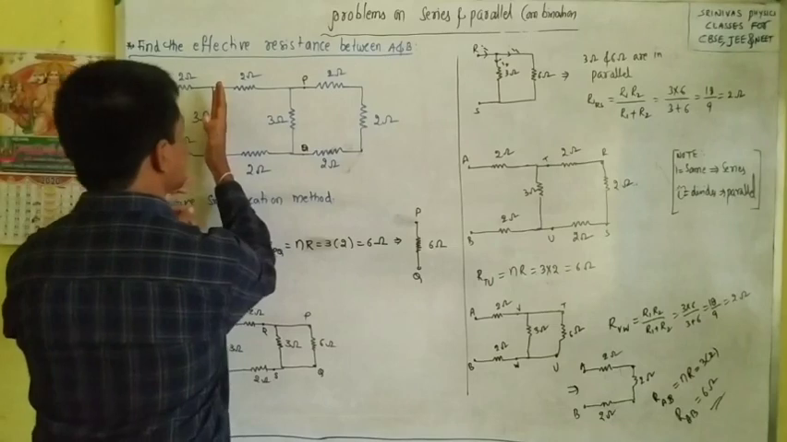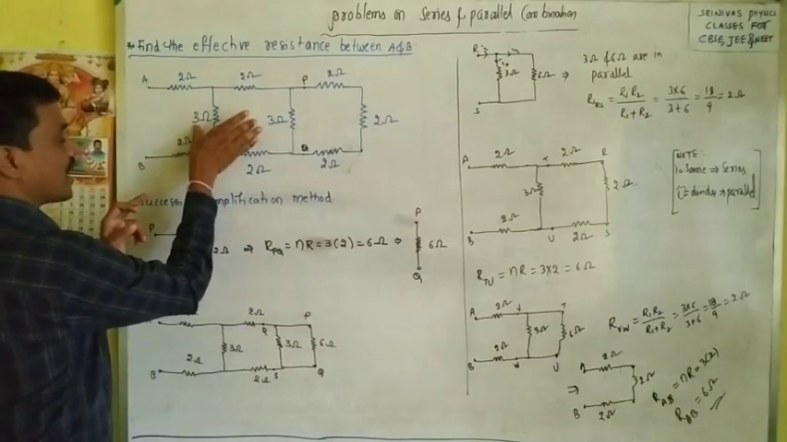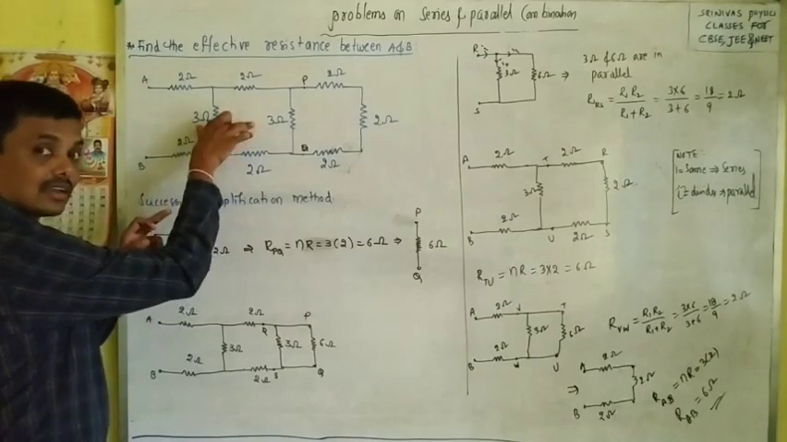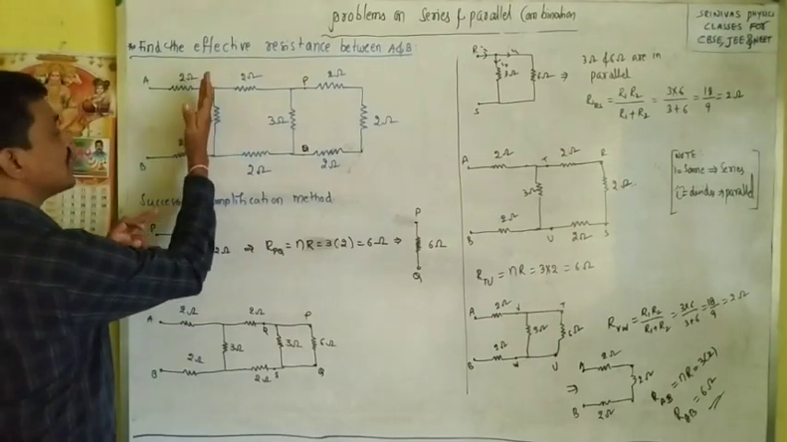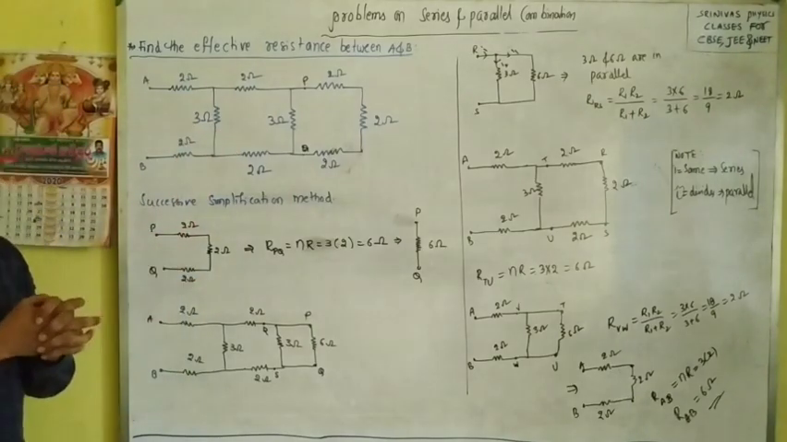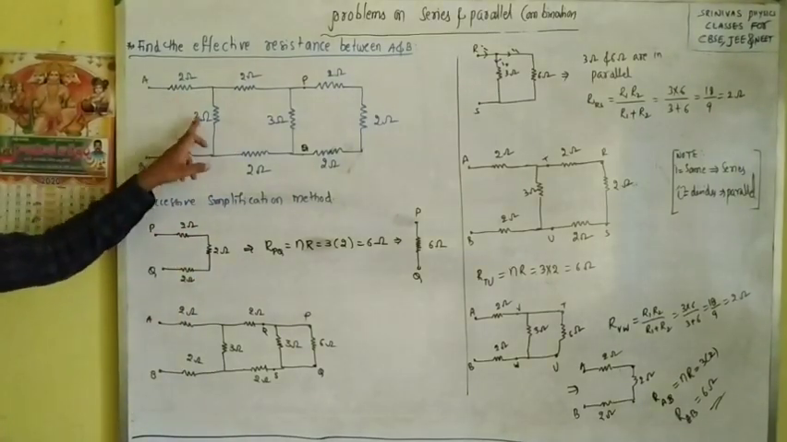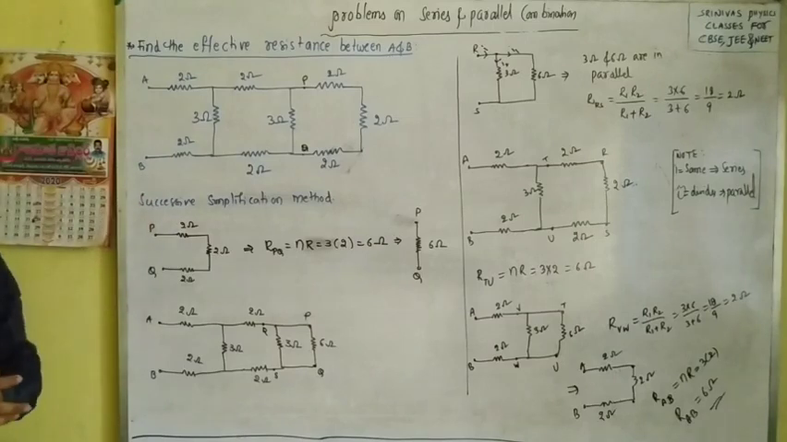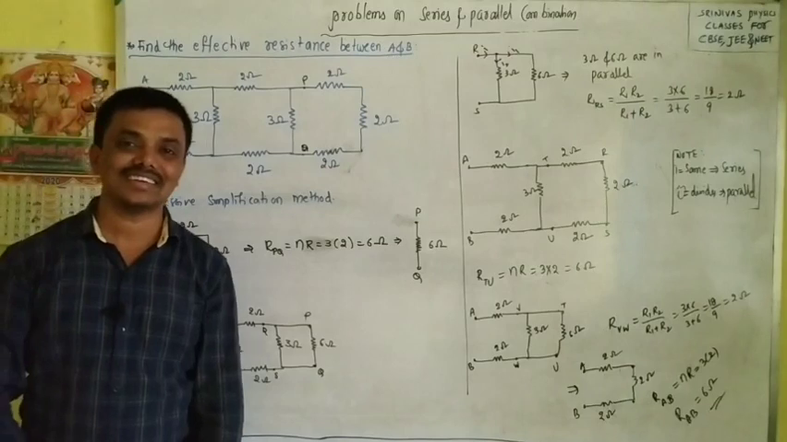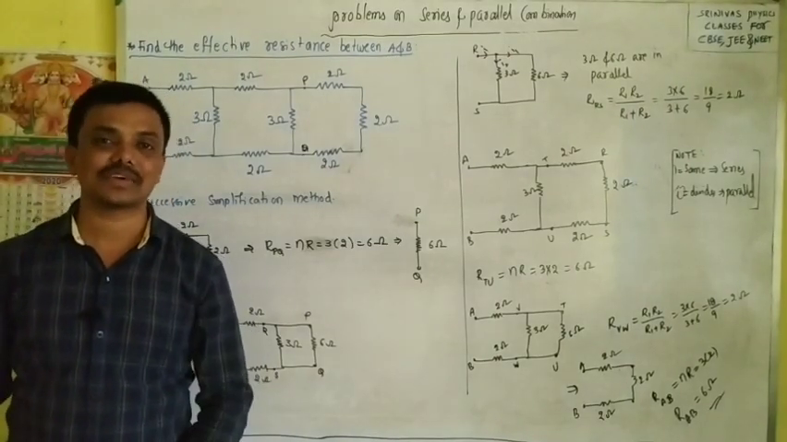And this 6 and this 3 are again in parallel. The parallel effective resistance is 3 into 6 by 3 plus 6, which is again 2 ohm. Then here the effective resistance is 2, and these are in series, so their effective resistance is 6 ohm. Like this we can find it simply. This is the successive simplification method.